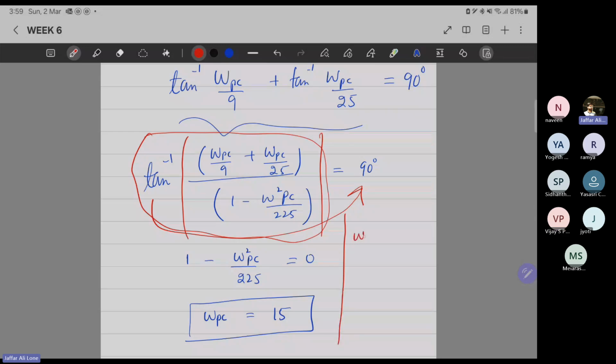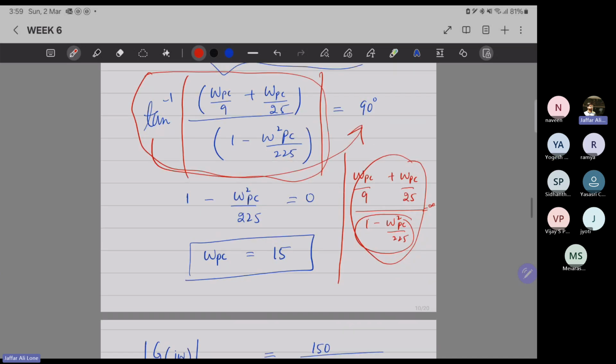So you have omega PC by 9 plus omega PC by 25 divided by 1 minus omega square PC by 225 is equal to tan 90, and tan 90 is infinity. So I'll write infinity. It means this term is infinity. How will this become infinity? When the denominator is 0. That's why I have to write the denominator is 0.